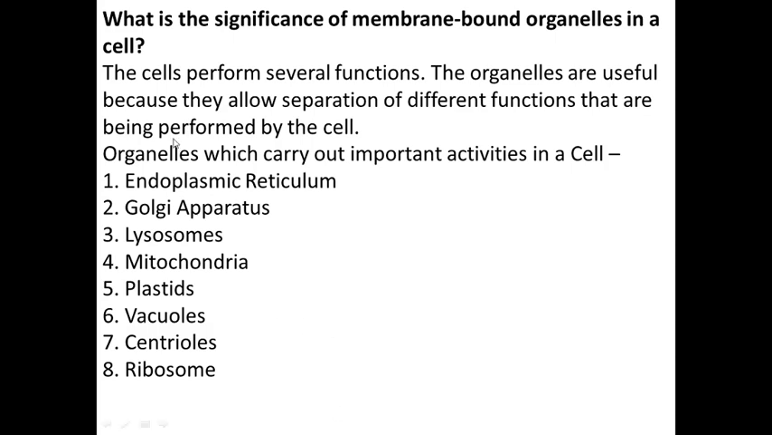See, the cells perform several functions. Whatever functions are performed by our body are actually performed by the cells. So the organelles are useful because they allow separation of different functions. Now see, the digestive system is different. The organs in the digestive system are different. For the reproductive system, our body uses different body parts. So if all the organs mixed with each other, could they perform their functions?